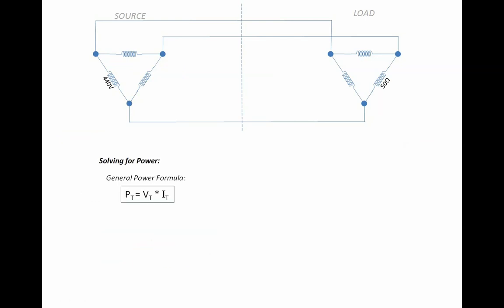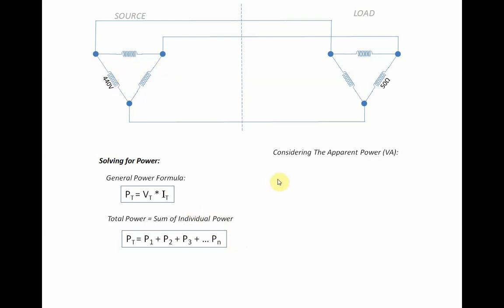From the general power formula, power is equal to voltage times current. In this system, since there are phases, if we consider the total power, we will need the total voltage and the total current. Also, power is the sum of individual powers, so the power of this phase plus this phase plus this phase would be the total power. So the formula is PT is equal to P1 plus P2 plus P3, and so on. Since there are 3, we say P1 plus P2 plus P3.